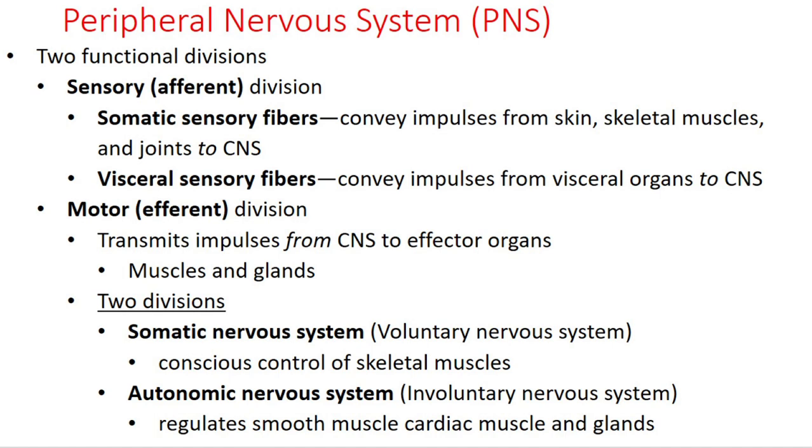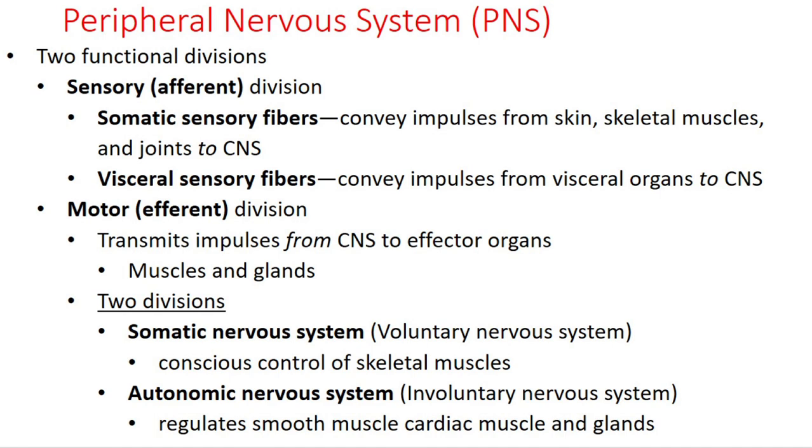The sensory or afferent division, where somatic sensory fibers or visceral sensory fibers send impulses to the central nervous system. Somatic sensory fibers actually send impulses from the skin, skeletal muscles, the joints. So these are areas that let you know where your body is in space. And that's why they're called somatic sensory fibers, because soma means body. So these somatic sensory fibers let you know about where your body is. It would send information about stretch and vibration and contraction and pressure.